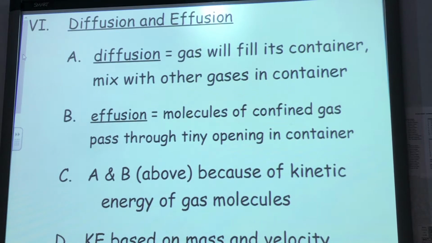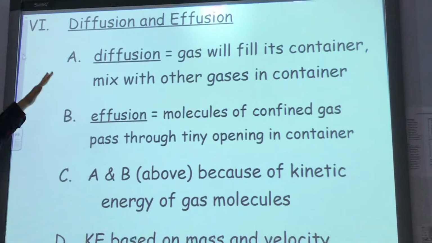This last bit is about something we talked about in the last chapter, diffusion and effusion, and the rate at which that occurs for different gases. Different gases will diffuse and effuse at different rates because of their difference in sizes. I'll probably throw up a video again to help you visualize that. But you do need to know the definitions of these. We've already talked about them.